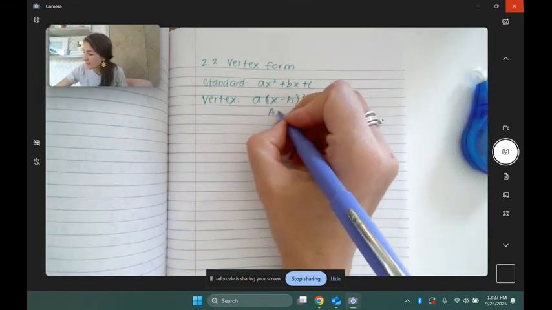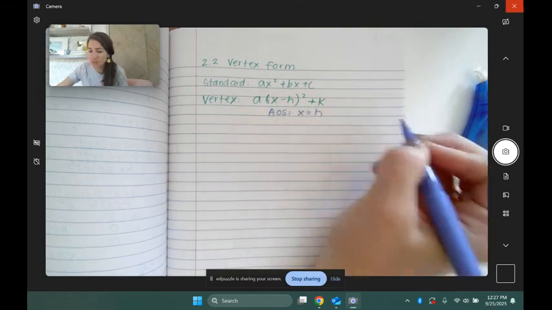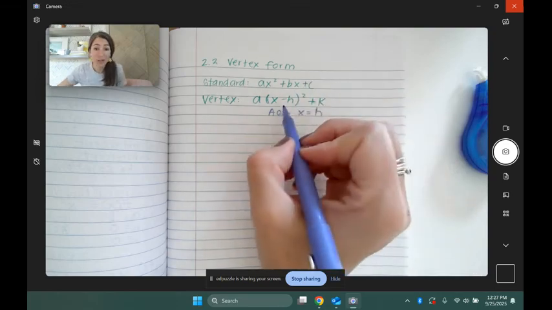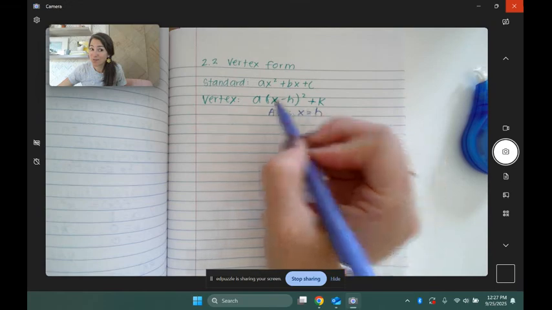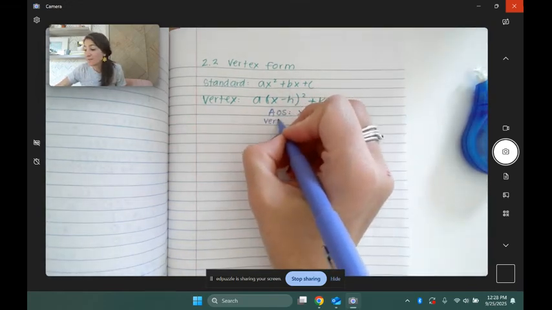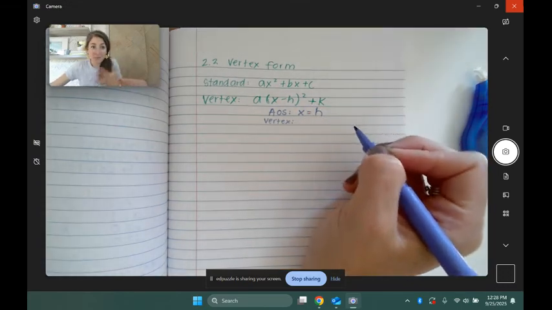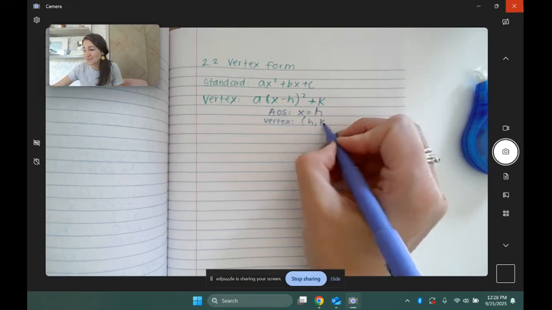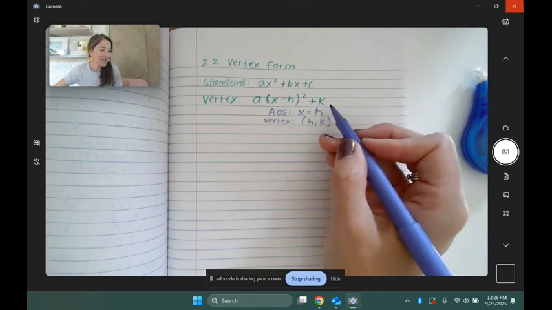So the axis of symmetry, right off the bat, no calculations, is h. Done. Whatever number is here, it's there. Notice the formula is negative and the axis of symmetry is positive. X lies. And the vertex, because this is vertex form, tells you the vertex. The vertex is the point (h, k), which makes sense because h is on the axis of symmetry.